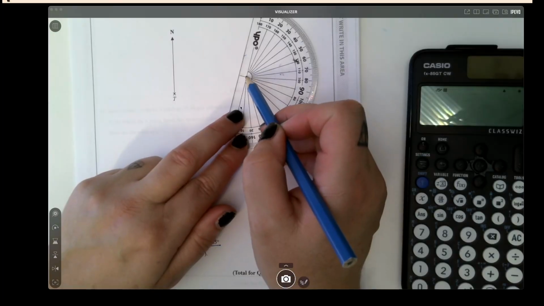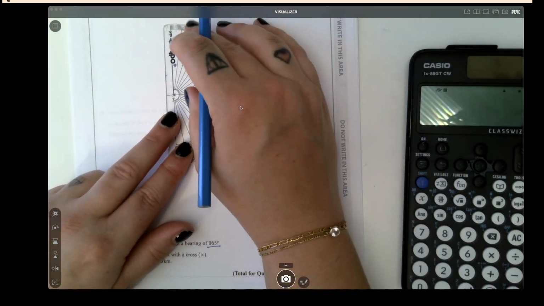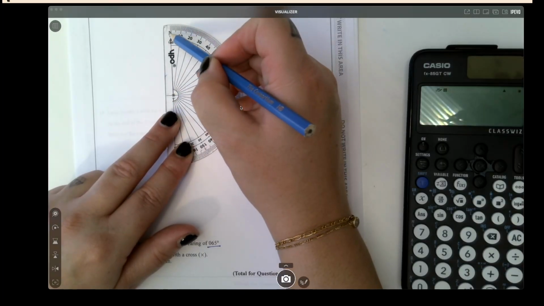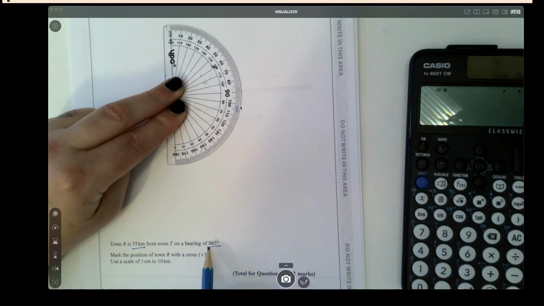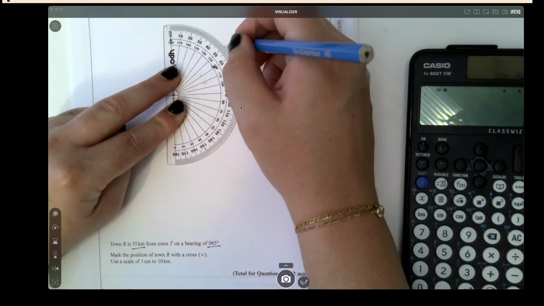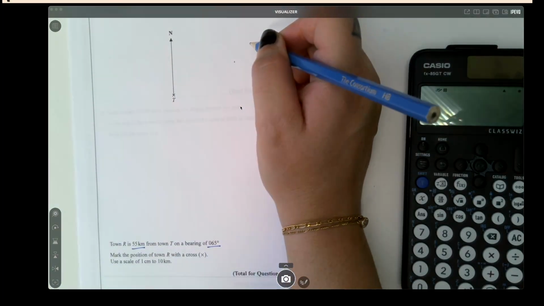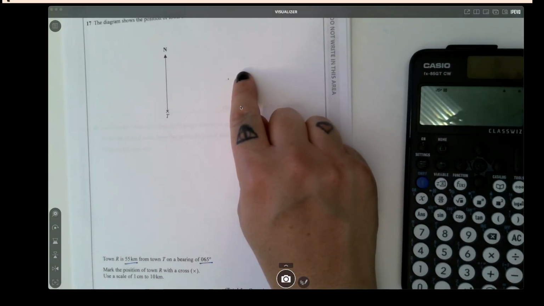So I'm going to pop the centre of my protractor on T and make sure that this 0 line lies flush with the north line. And then we want 065 from T. So we're starting at 0, going round to 065 and I'm making a mark there, look. So that's our angle of 065, our bearing.